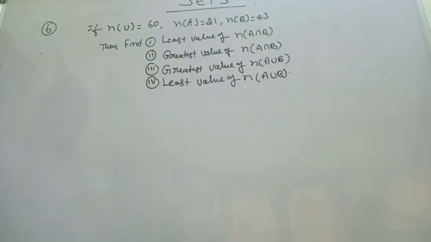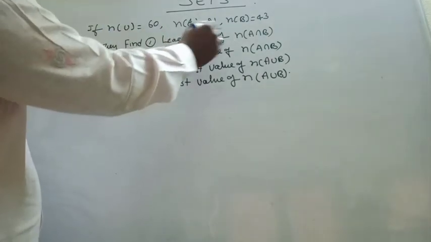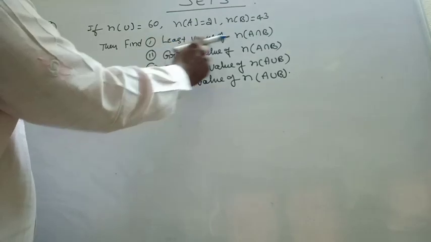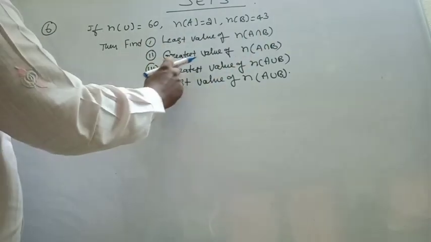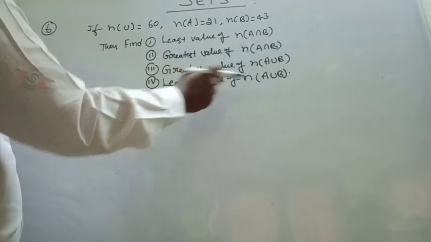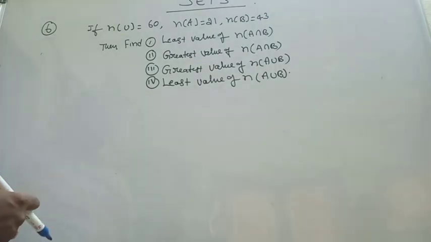See, this is a very important problem. Already we have discussed this in live classes. This is what they have given: n of U equal to 60, n of A equal to 21, n of B equal to 43. We need to find the least value of n of A intersection B, the greatest value of n of A intersection B, the greatest value of n of A union B, and the least value of n of A union B.